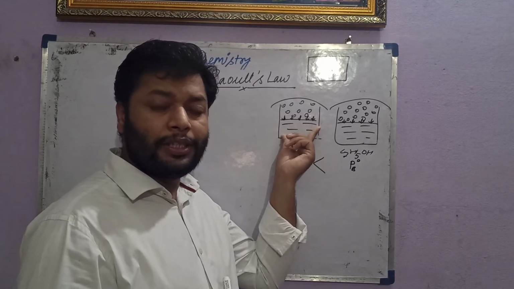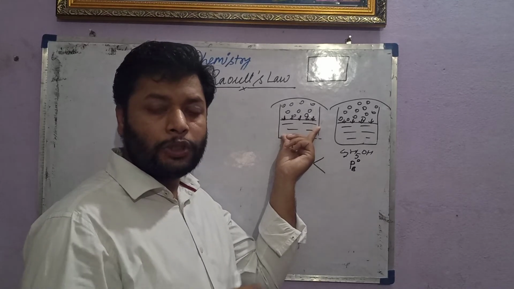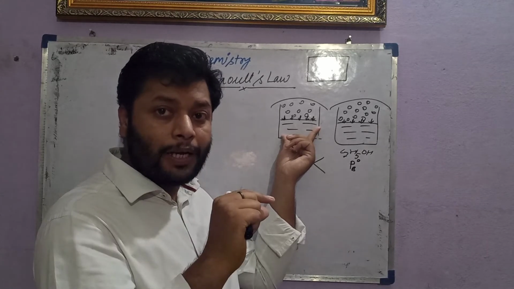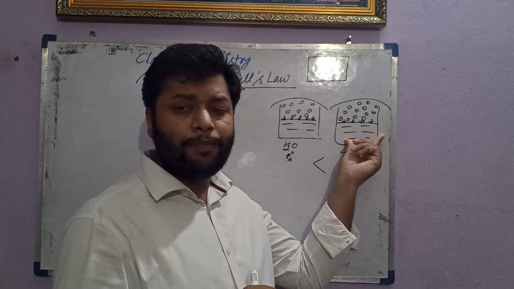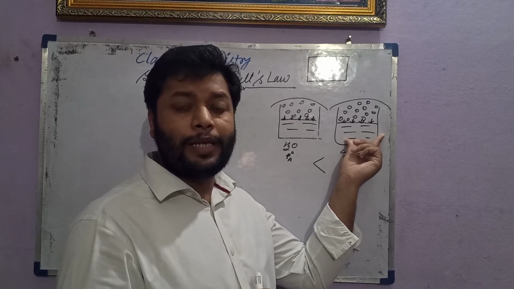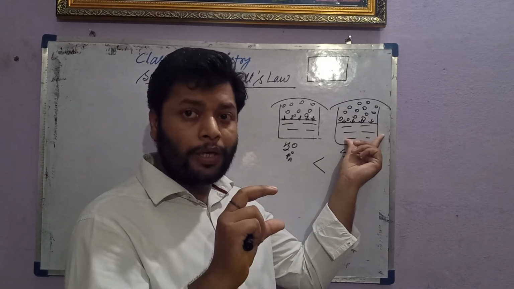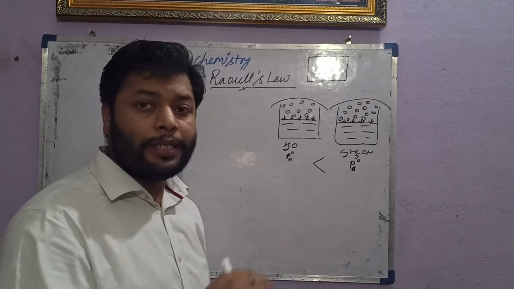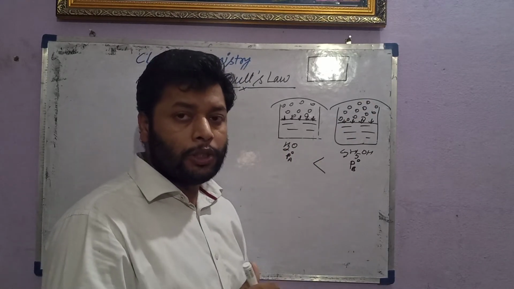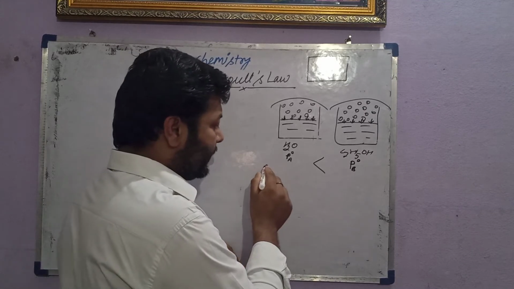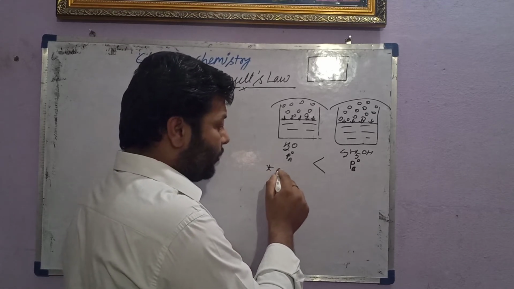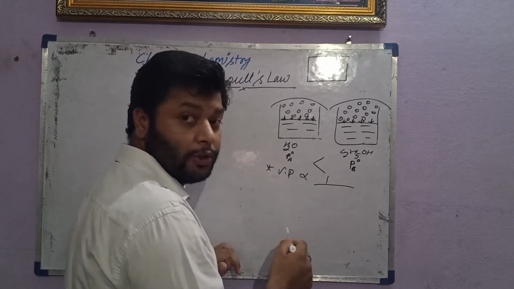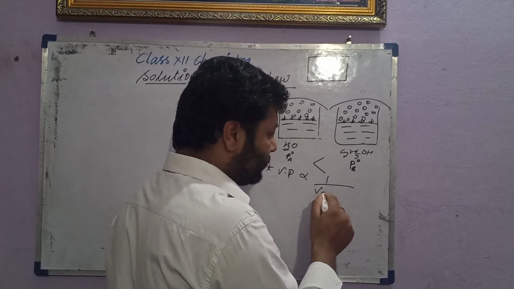So van der Waals force is stronger in the case of water. So evaporation will be smaller. So vapor pressure will also be smaller. At the same time, the van der Waals force between alcohol molecules will be lower, weaker. So molecules easily escape and will create more vapor pressure. So the first concept I got is that the vapor pressure must be inversely proportional to the van der Waals force.